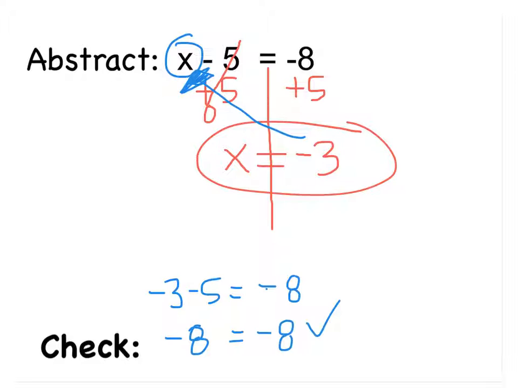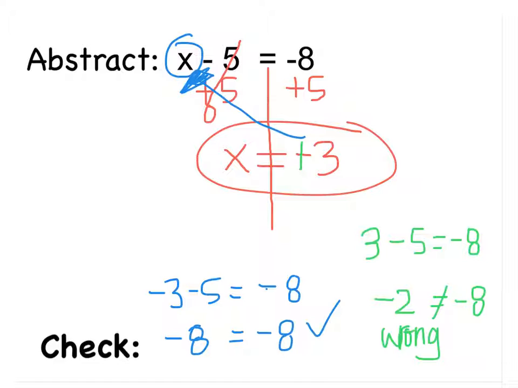Now, I'm just going to throw a curveball here for you. Let's say that when we did -8 plus 5, we just weren't thinking and we thought that the answer would be +3. So let's see how this would affect our check. So we'd have 3 minus 5 equals -8. And 3 minus 5 is -2, which is not equal to -8. So this is an example of how we would know that we have the wrong answer.